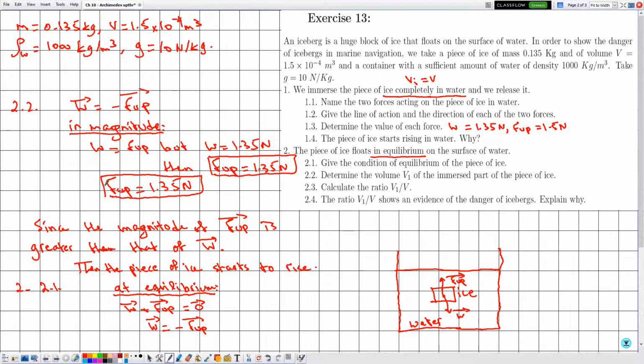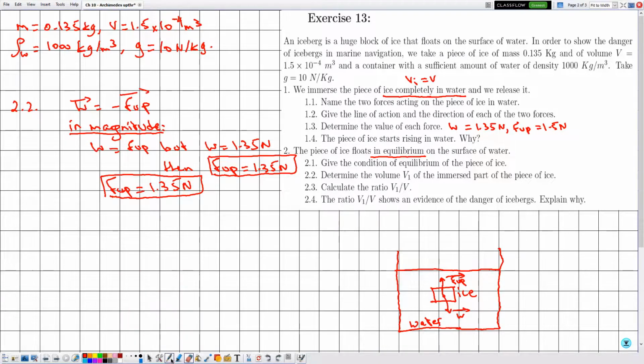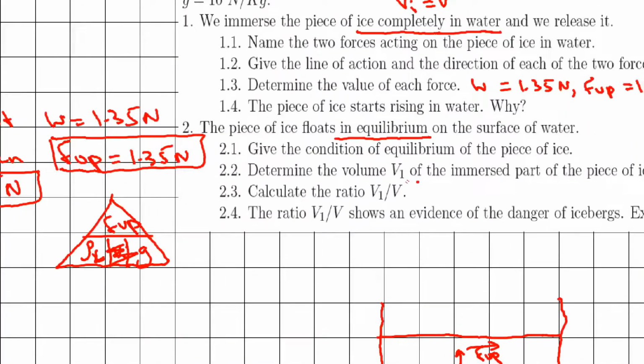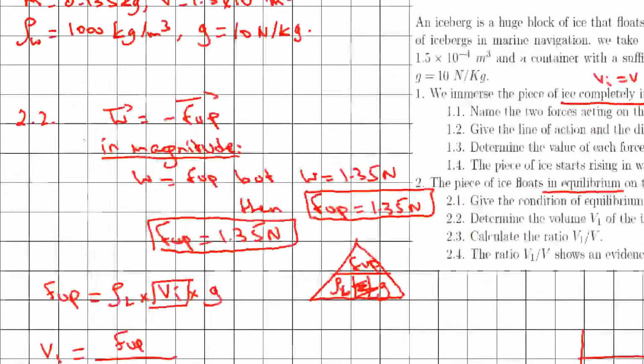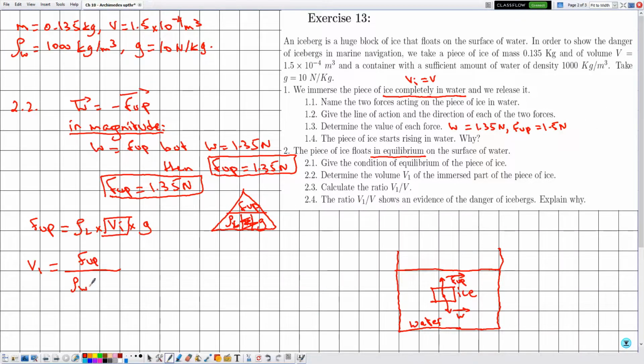And now we are ready to calculate the volume of the immersed part, which is denoted by V1, corresponding to this value of F upthrust. Knowing that the immersed volume appears in the following equation: F upthrust is given by the density of the liquid times the volume of the immersed part times G. We are interested in determining the volume Vi. So constructing the triangle of this formula, because we have multiplied, F upthrust will be at the top, rho L, Vi and G at the bottom. We are interested in determining Vi, which is denoted by V1, which is given by F upthrust divided by the density of the liquid, which is denoted by rho W, multiplied by G.